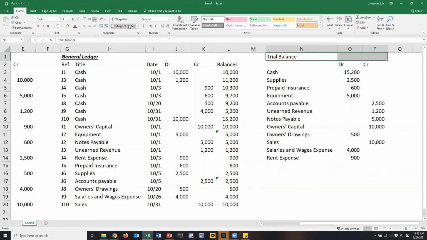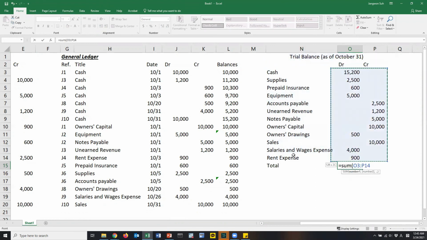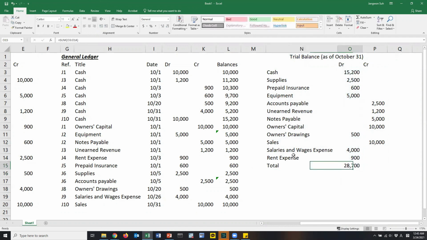Then the trial balance is like this. And we just need to double check whether our calculation is correct by checking whether the debit side total is the same as the credit side total. Are they the same? Yes.